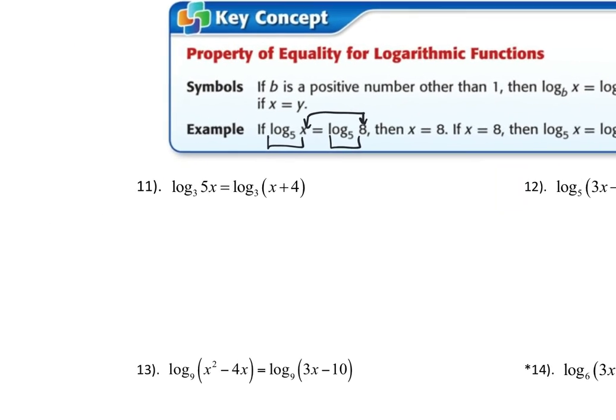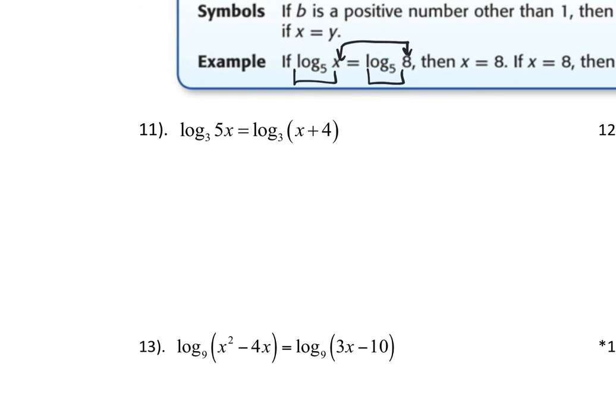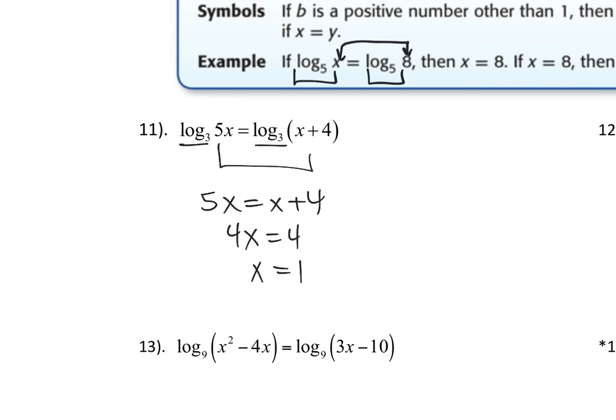So taking a look at our first example, log base 3 of 5x equals log base 3 of x plus 4. As long as this is the same log base, which it is, log base 3, I can set these two arguments equal to each other. And it's a nice, easy two-step equation. Subtract x and divide by 4. Before you circle your answer, plug it back in for x. 5 times 1 is positive 5, we're good. 1 plus 4 is positive 5, we're good. Remember, you're looking for them to be positive.